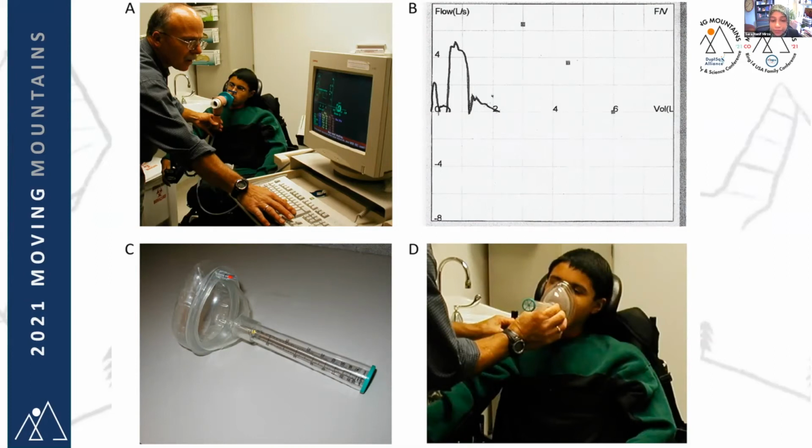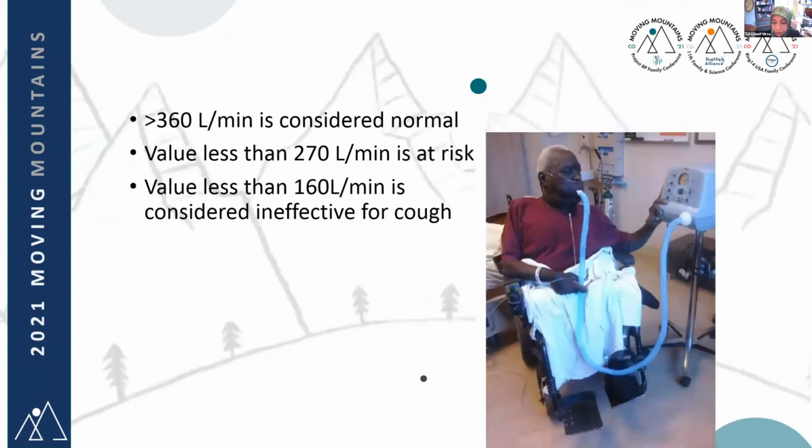How do I create an objective number to be able to trend over time, to see if there is a change that I need to intervene on to prevent future disease or development of pneumonia? So getting that value is extremely important. If we have values greater than 360 liters per minute, that's considered normal. Any value less than 270 puts my patient population at risk. That's the point when I would trigger and initiate any form of airway clearance mechanism.